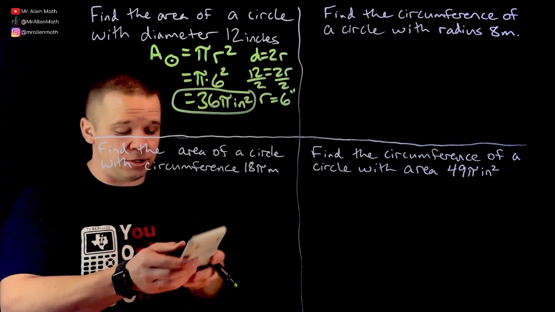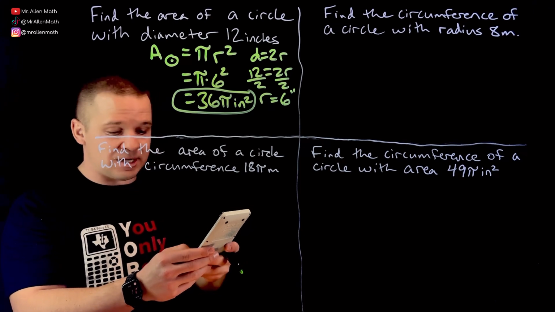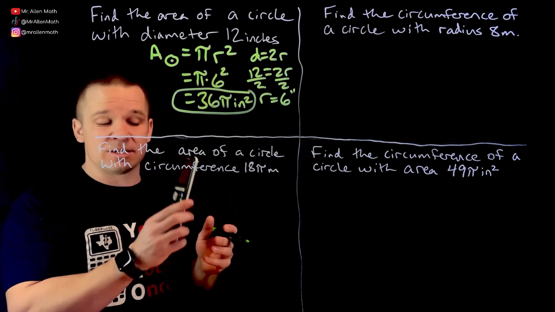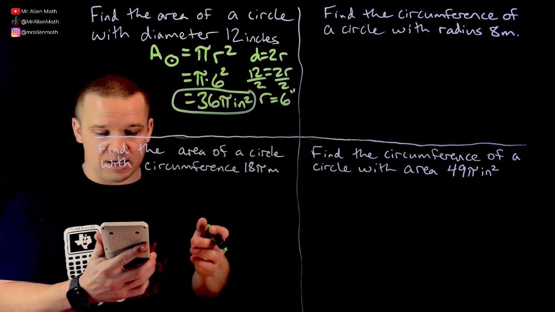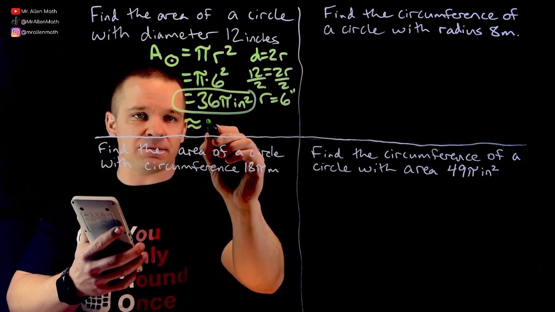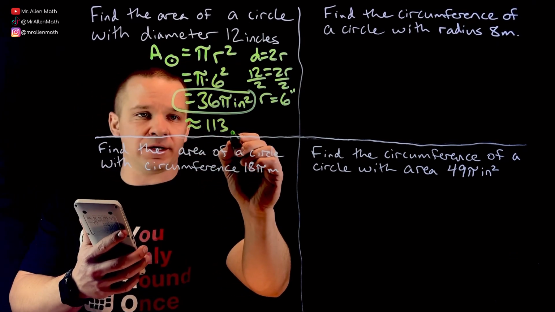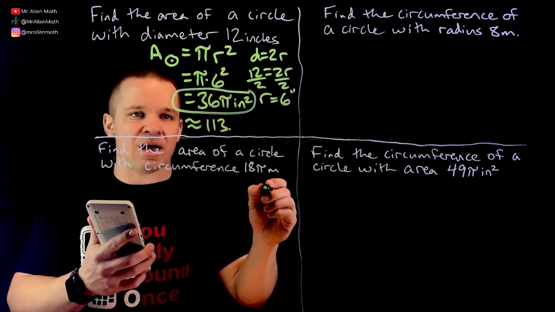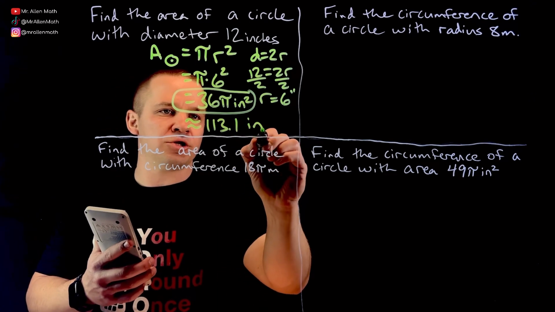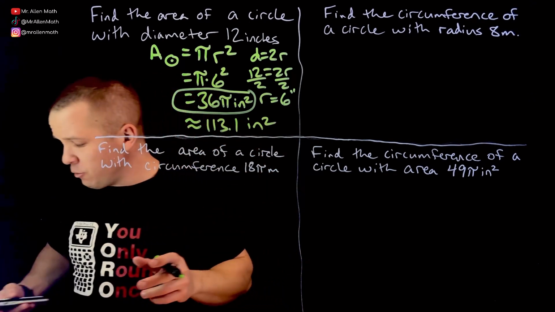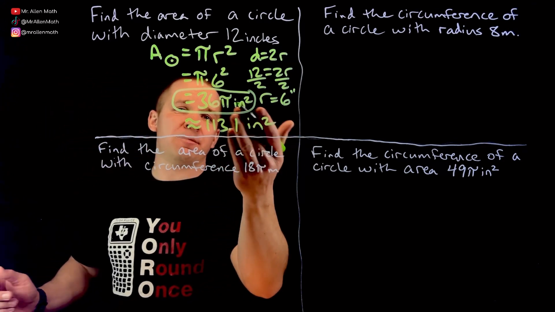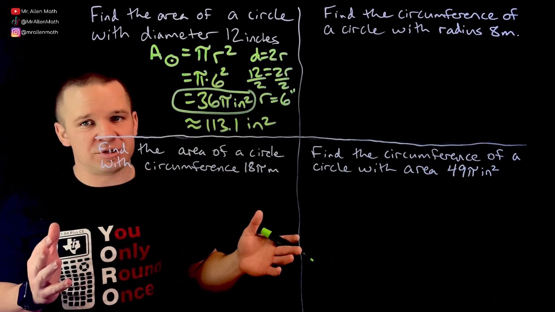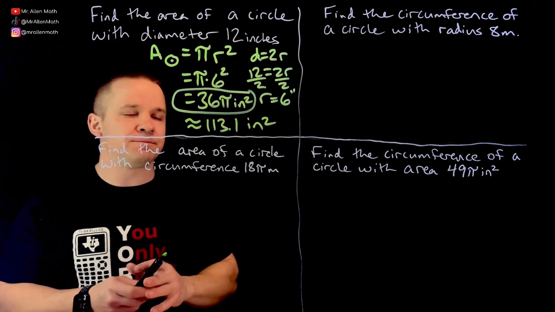I could if I wanted to. I'll show you guys what it would be. It'd be 36 times second caret on this thing here. And I get, let's see, 113. The approximation would be 113.097, so 0.1 inches squared. So if you wanted to do the decimal, that's fine, but usually we'll keep it in terms of pi because then we just have nice integers or fractions, all right?